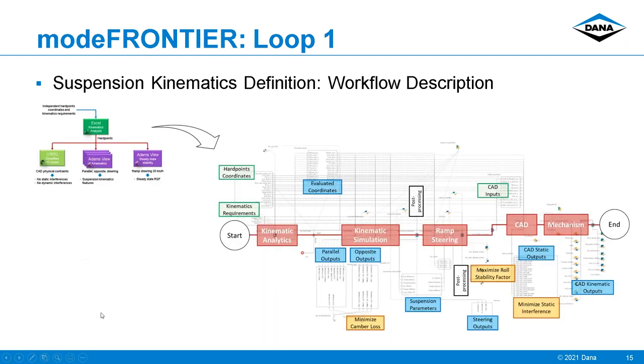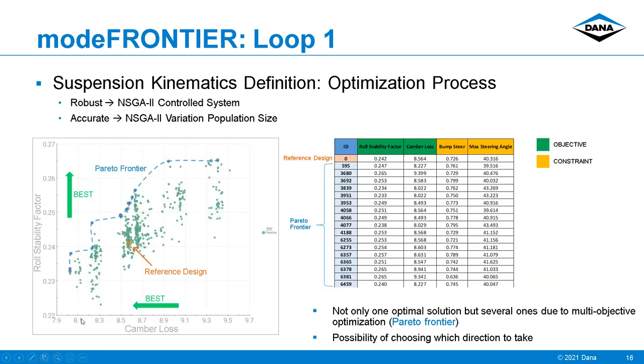This slide shows the passage from the conceptual to the actual workflow developed in modeFRONTIER, in which the various necessary tools are integrated. In the first block, the inputs enter the spreadsheet, to then move on to the kinematic simulations in Adams, and finally to the control on the interferences with the CAD model. However, due to the non-trivial nature of the project, the optimization strategy required first a robust optimization to identify all the optimum clusters, and then an accurate one to identify the best solution with more precision.